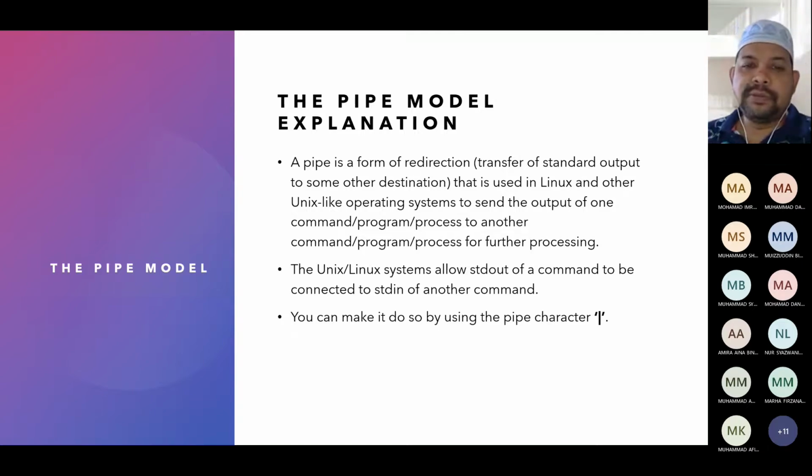The pipe model explanation. Okay, a pipe is a form of redirection, transfer of standard output to some other destination. That is used in Linux and other Unix-like operating systems to send the output of one command, program or process to another command, program or process for further processing. Okay, the Unix Linux system allows standard output, stdout, of a command to be connected to stdin of another command. So you can make it do so by using the pipe character, yang tanda tadi kan.